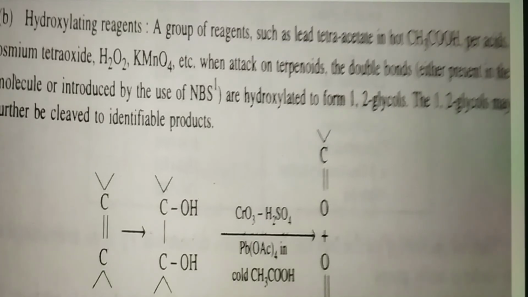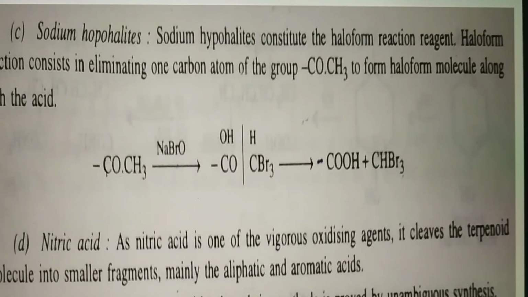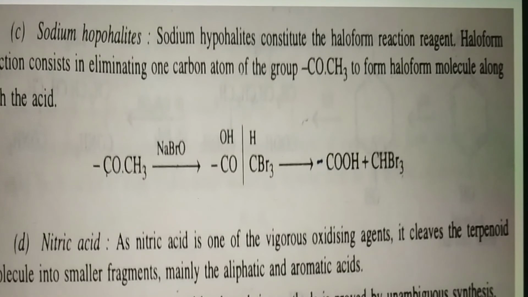to give the corresponding carbonyl compounds. Now we come to the next oxidizing agent, that is sodium hypohalides. Sodium hypohalides constitute the haloform reaction, which we have studied earlier in BSc classes. So the haloform reaction is characteristic. We know it consists in eliminating one carbon atom from the COCH3 group to form a haloform molecule along with the acid. As shown in this reaction, we get bromoform and acid. So one carbon atom is removed from the structure.